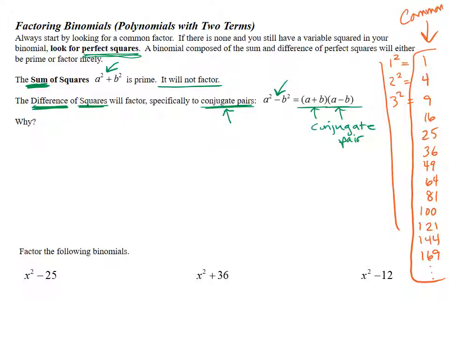So it's handy to have this list memorized. And until you have it memorized, just keep a list next to you so that you know when you happen to be looking at a perfect square.